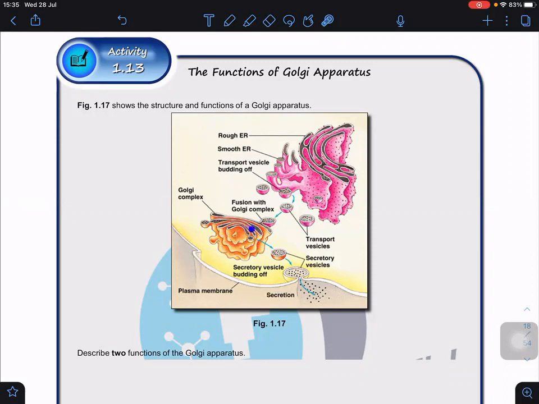So after the further modifications, can you see that? When a modification is finished, we pack the products into the Golgi vesicle, and then we can send them out. So what are the products inside this Golgi vesicle? It can be proteins or glycoproteins. Are you clear? It can be proteins or glycoproteins.